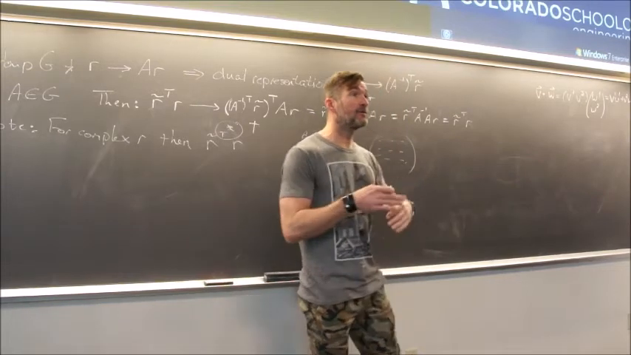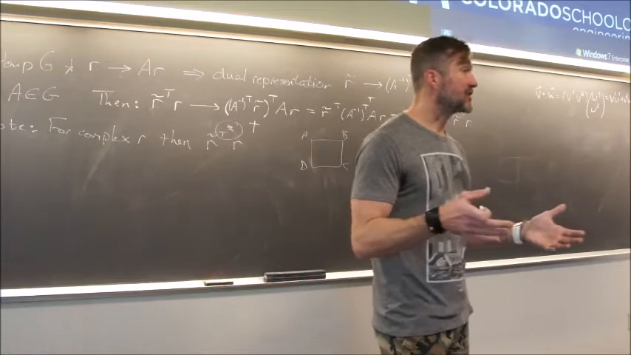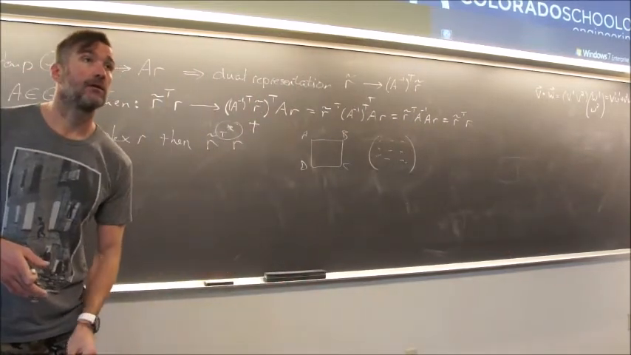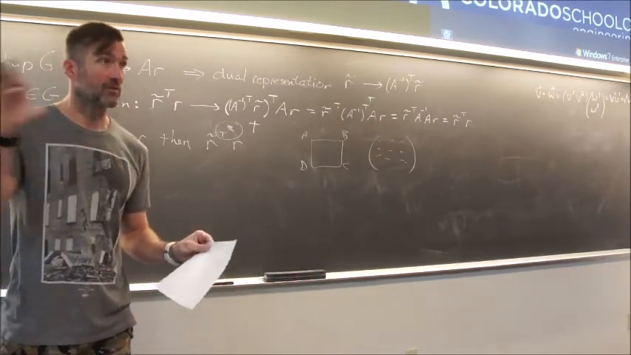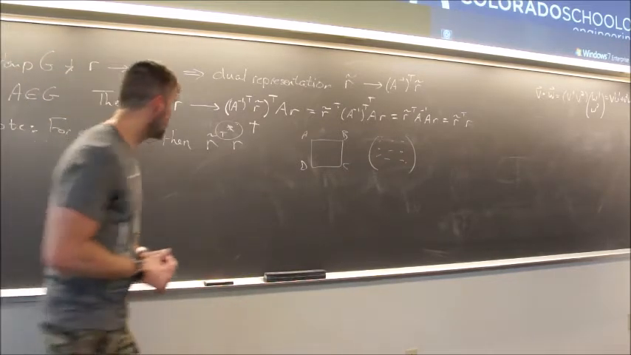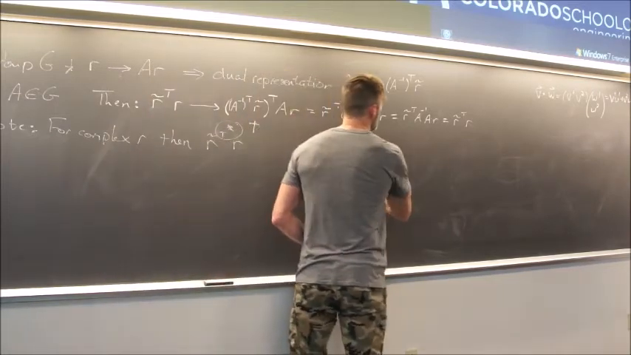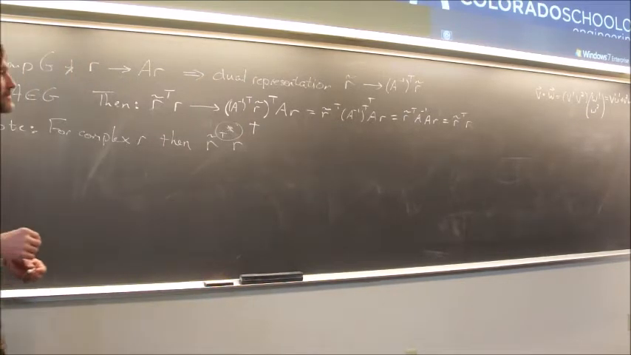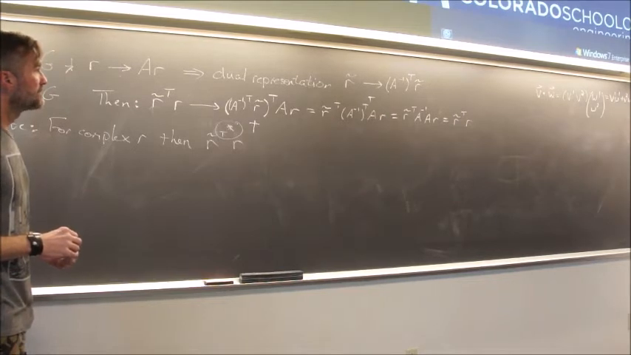Terms get shuffled around, but you're adding them all together, so at the end the answer doesn't change. It's not very insightful, and it's going to take too much time to write it on the board. But that's going to be in the lecture notes, so you can see explicit matrix multiplication examples of this. Okay, so now that we know that a dual representation would be useful, we can ask, how do we build the dual?